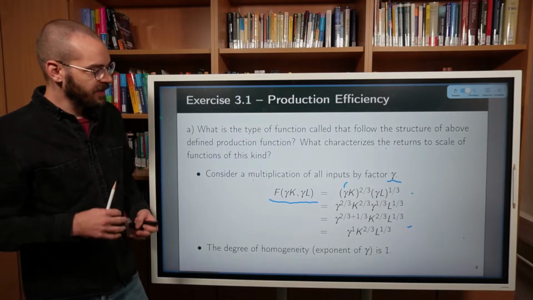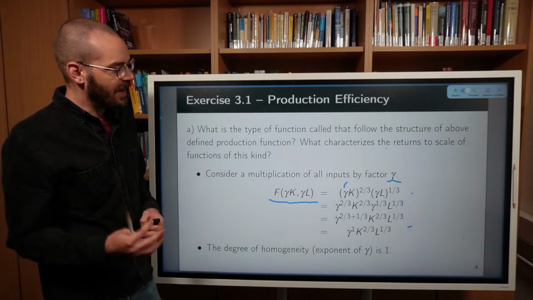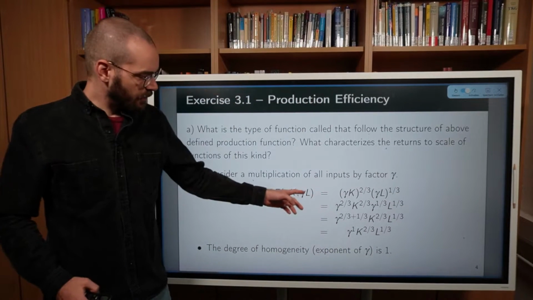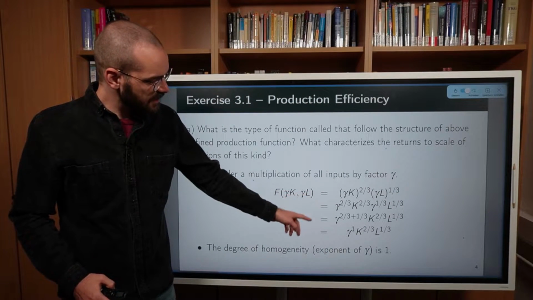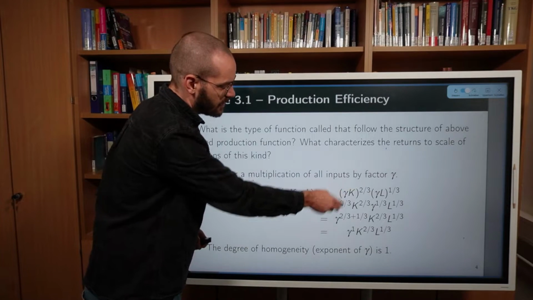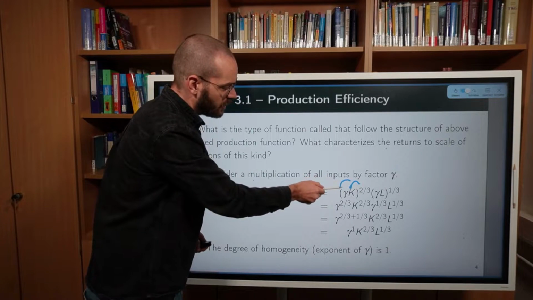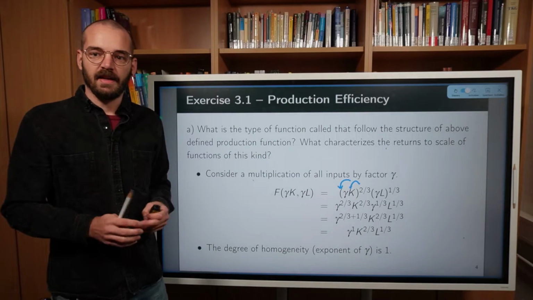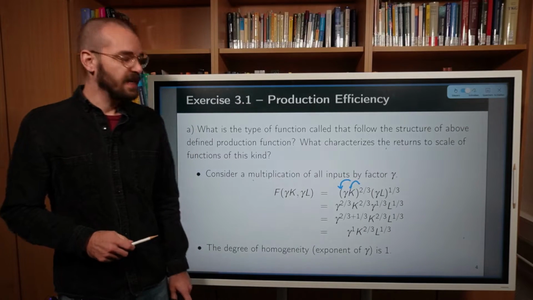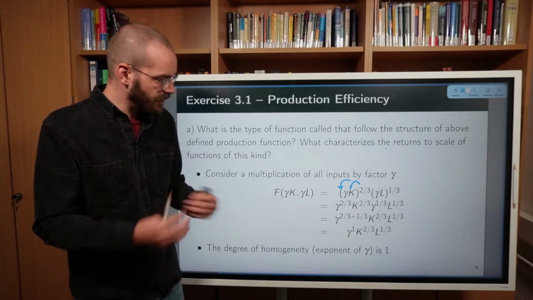So we have gamma times k to the power of 2/3 multiplied with gamma times l to the power of 1/3. What's happening next, or in the following two steps, is that we simply rearrange this expression, right? Because this is two factors, we can put the power onto each of these and thereby get rid of this expression in braces. And the third step is just simply rearranging as well.